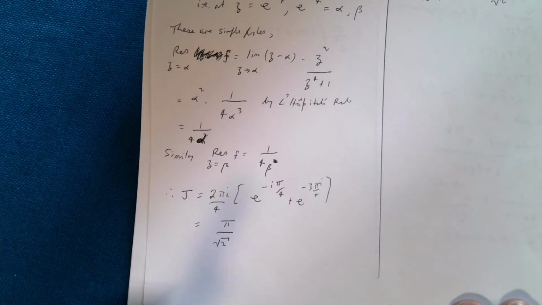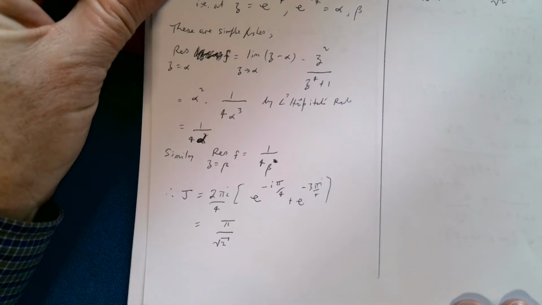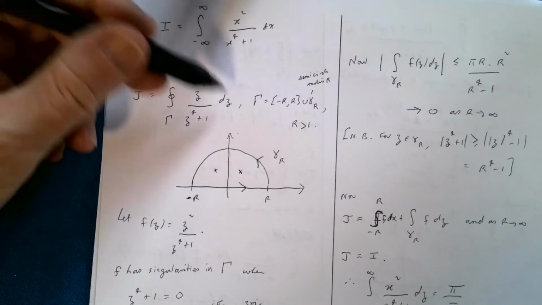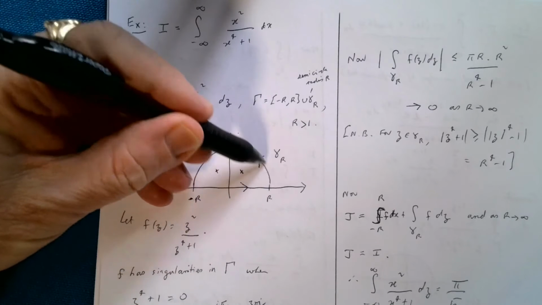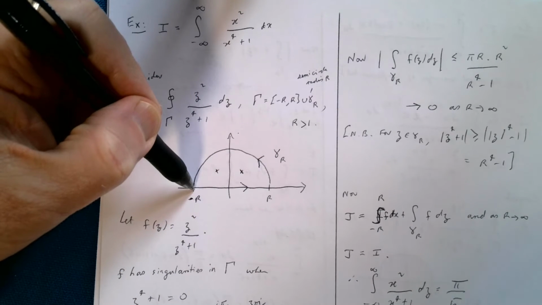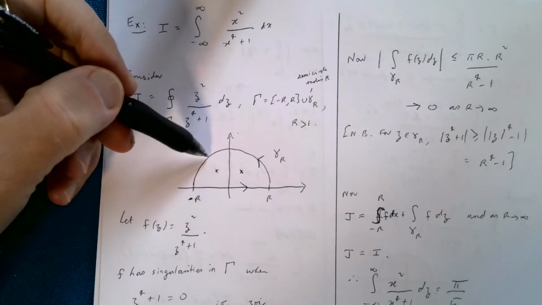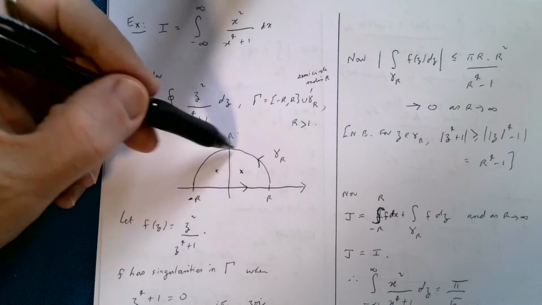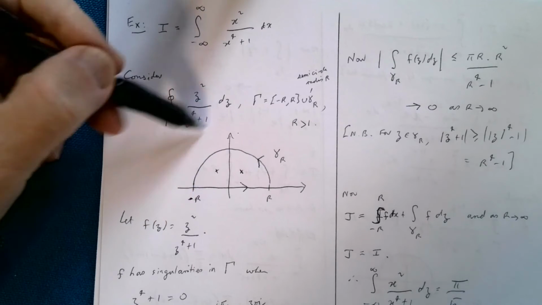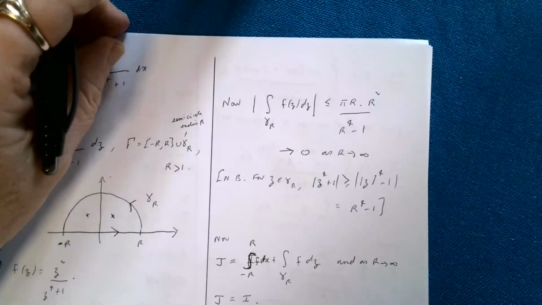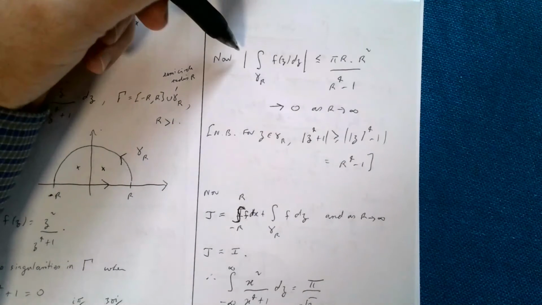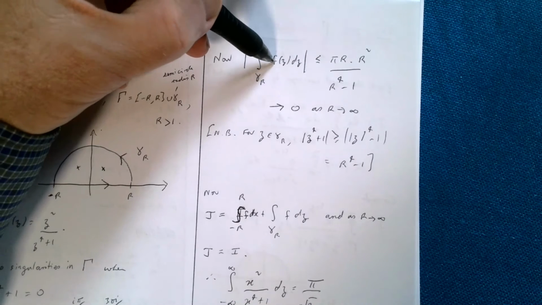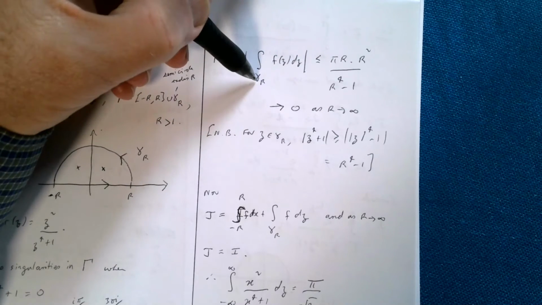Okay, so that's rather nice. And we've now worked out this J integral. This complex integral was the integral from minus R to R, followed by the integral around gamma R. Well, we'd like to know what contribution the integral around small gamma R is making to this integral. And so now we're going to use our ML estimation lemma that we've seen before. So we're going to look at the modulus of the integral of f of z around little gamma R.